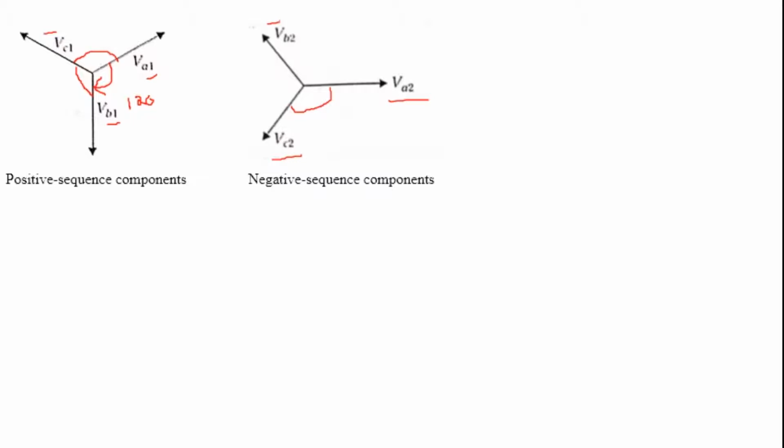The angles remain the same, 120 degrees each. We are going in an anti-clockwise direction. So you have to be very cautious about it, because it is opposite to that of the original phases. In place of B we will get C, and in place of C we will get B.